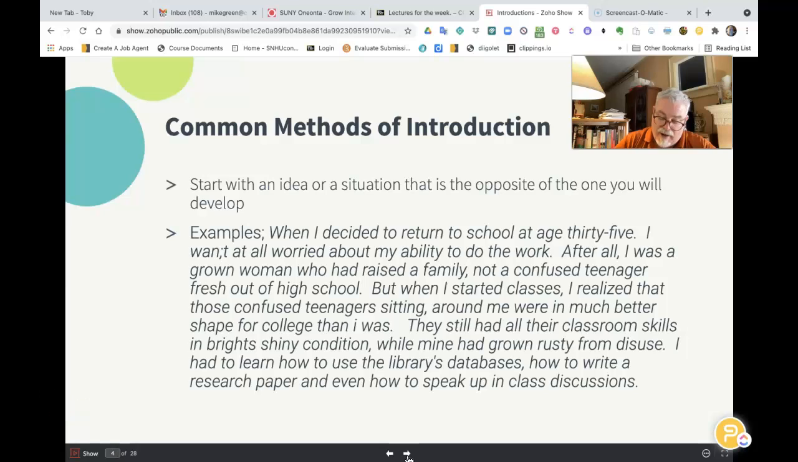I wasn't, after all, I was a grown woman who had raised a family, not a confused teenager fresh out of high school. But when I started classes, I realized that those confused teenagers sitting around me were in much better shape for college than I was. They still had all their classroom skills in bright, shiny condition, while mine had grown rusty from disuse. I had to learn how to use the library's database, how to write a research paper, and even how to speak up in class discussions.